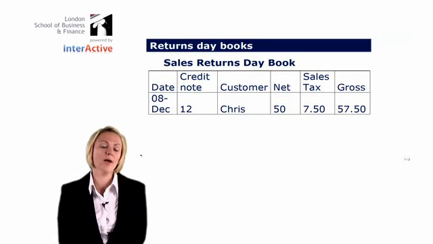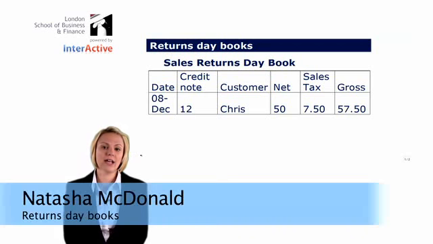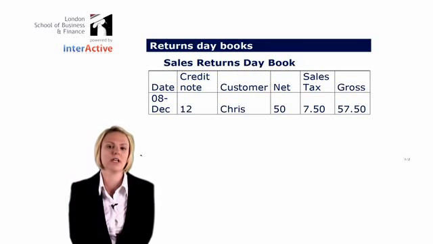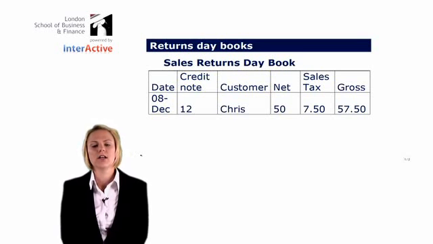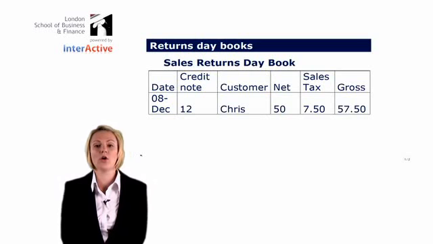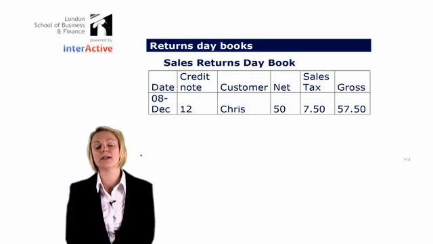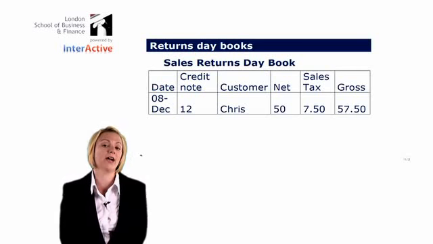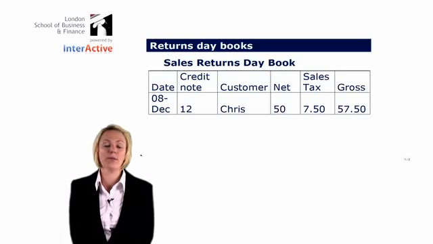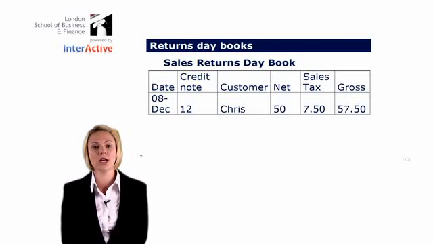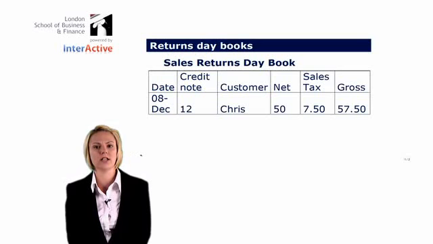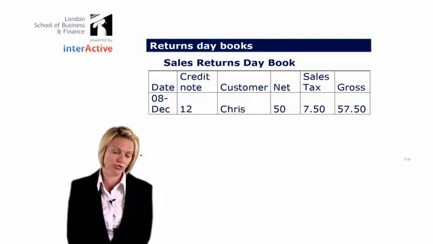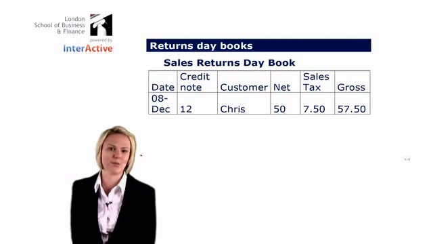Moving on then with books of prime entry, we're now going to have a look at returns day books, so for sales and purchase returns. So we are going to need the ledger accounts that we used for the second and third recording previous to this in terms of the receivables and payables control account illustrative example, where we popped in some numbers from the day books that we looked at in the previous two recordings. So we're really going to continue that theme of day books and then show how it's posted to the control accounts and the subsidiary ledger as well.